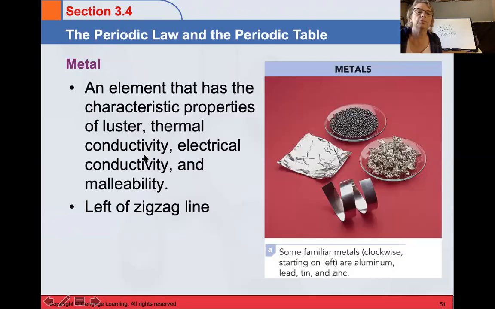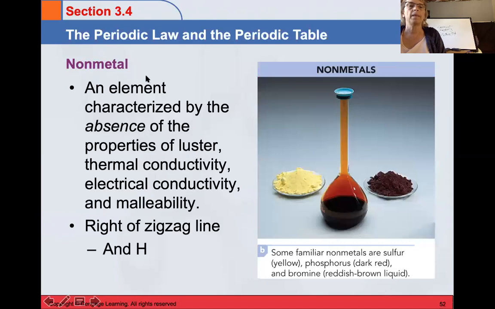So what are the characteristics of metals versus non-metals? Well, most people are pretty familiar with what a metal is. It's shiny, lustrous. It conducts heat and electricity. It's malleable, which means you can pound it into sheets. Non-metals are basically characterized by the absence of the characteristics that metals have. They're not lustrous, they don't conduct heat or electricity. You can't pound them into sheets.